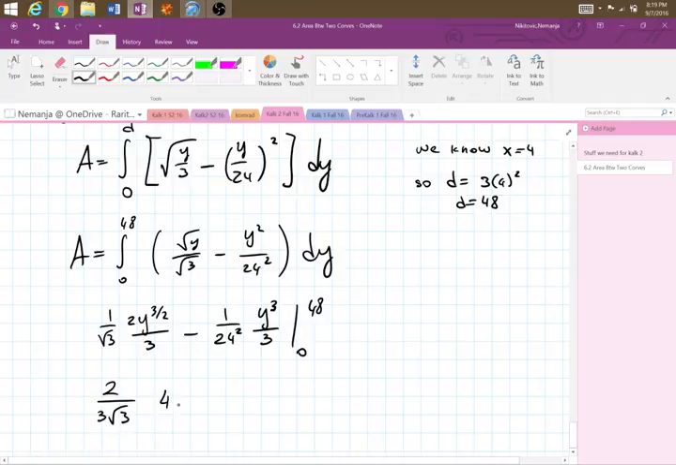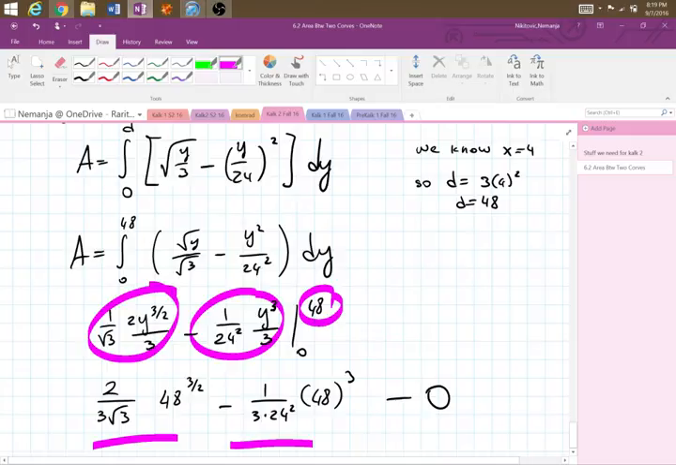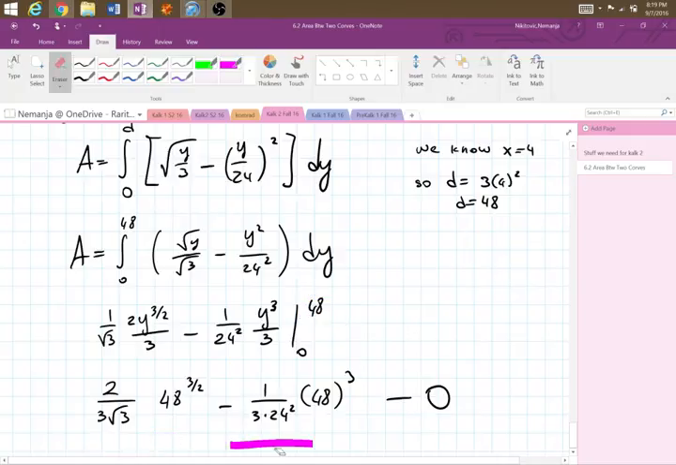And then I have 48 to the 3 halves minus 1 over 3 times 24 squared on the 48 cubed, and then minus big fat 0 for both terms. I'm not even going to bother worrying about those. That's when I plug in 0 for both terms. When I'm computing that definite integral, I plug in 48 into both terms, and those are these two. And then I plug in 0 into both terms. But in this case, it all cancels because it's all polynomial terms.